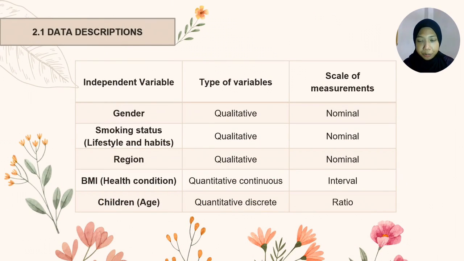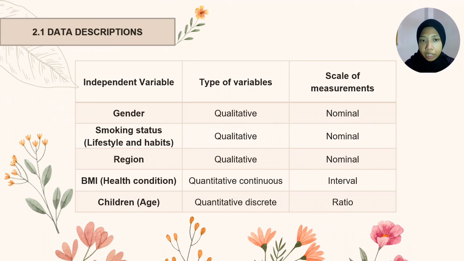Furthermore, for the data description, the independent variable from the data we got is firstly the gender. Gender is a qualitative variable because it cannot be counted and the scale of measurement is nominal. And then we have smoking status, also qualitative and nominal. And also region is a qualitative variable with a nominal scale of measurement.